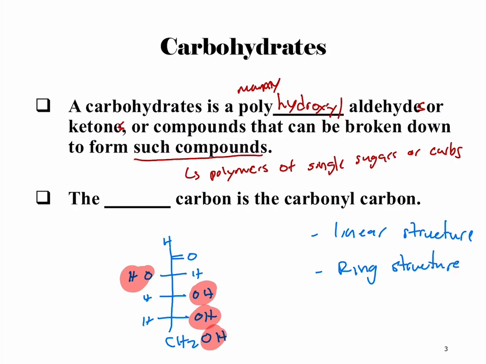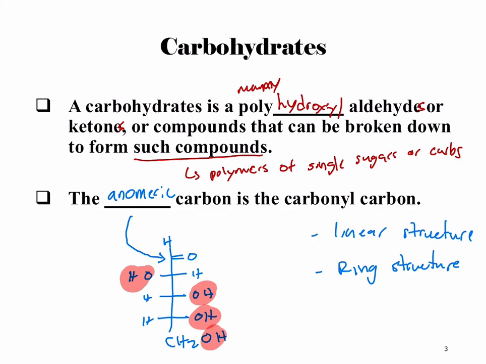And we have a couple definitions for different carbons on this chain. The anomeric carbon is the carbonyl carbon. It's called anomeric for what it functions as in the ring structure of the carbohydrate. And so that's going to be this carbon right here.